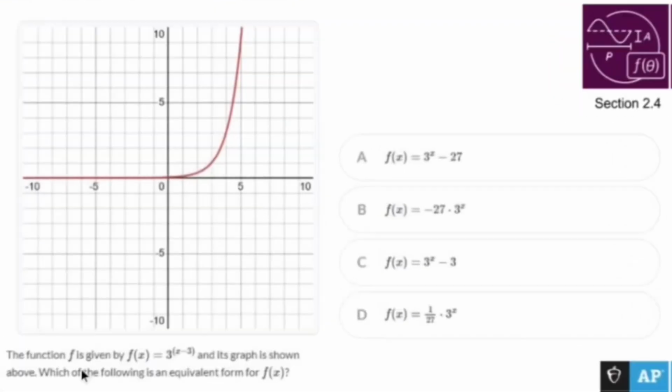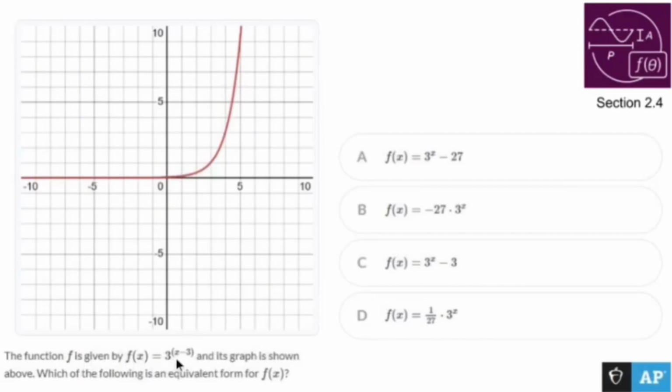way to the left. The function f is given by f of x equals 3 to the x minus 3 as the exponent, and its graph is shown above. So, first things first. Okay, this is the same thing as 3 to the x, but since you have x minus 3 inside the parentheses, you move to the right 3. Okay, move to the right 3. Is that at all what I want to do? No. Which of the following is the equivalent form? So that's not at all what I want to do.